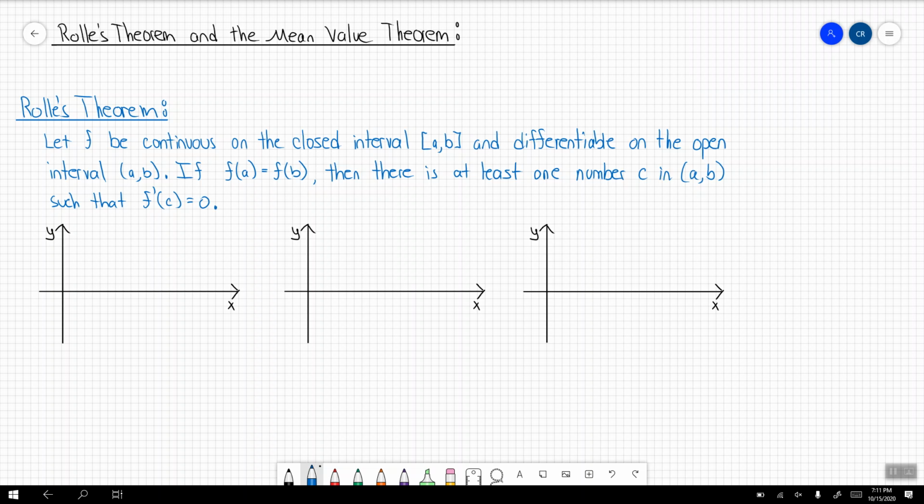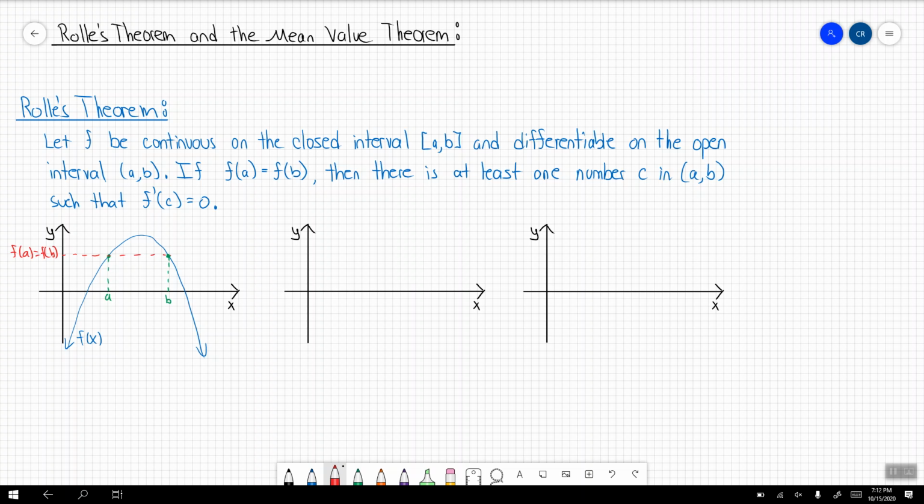Now, what does that look like? For us, this corresponds to some function, which we'll just call f of x, and this function is going to be bounded on some interval. Let's call that interval from A to B. So we'll go here from A to B. And we want to make sure that this function is continuous and differentiable, and that the output, meaning the y value, at both endpoints is exactly the same.